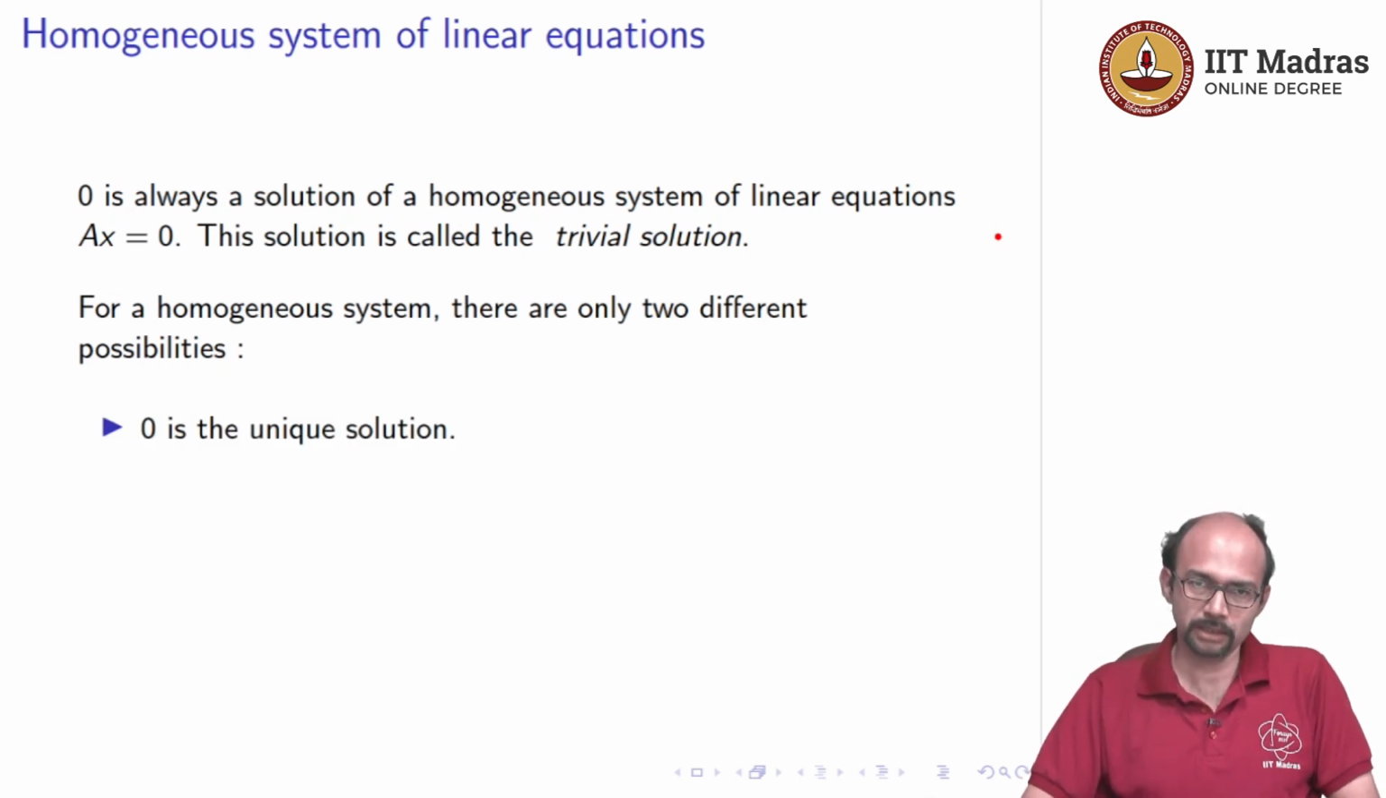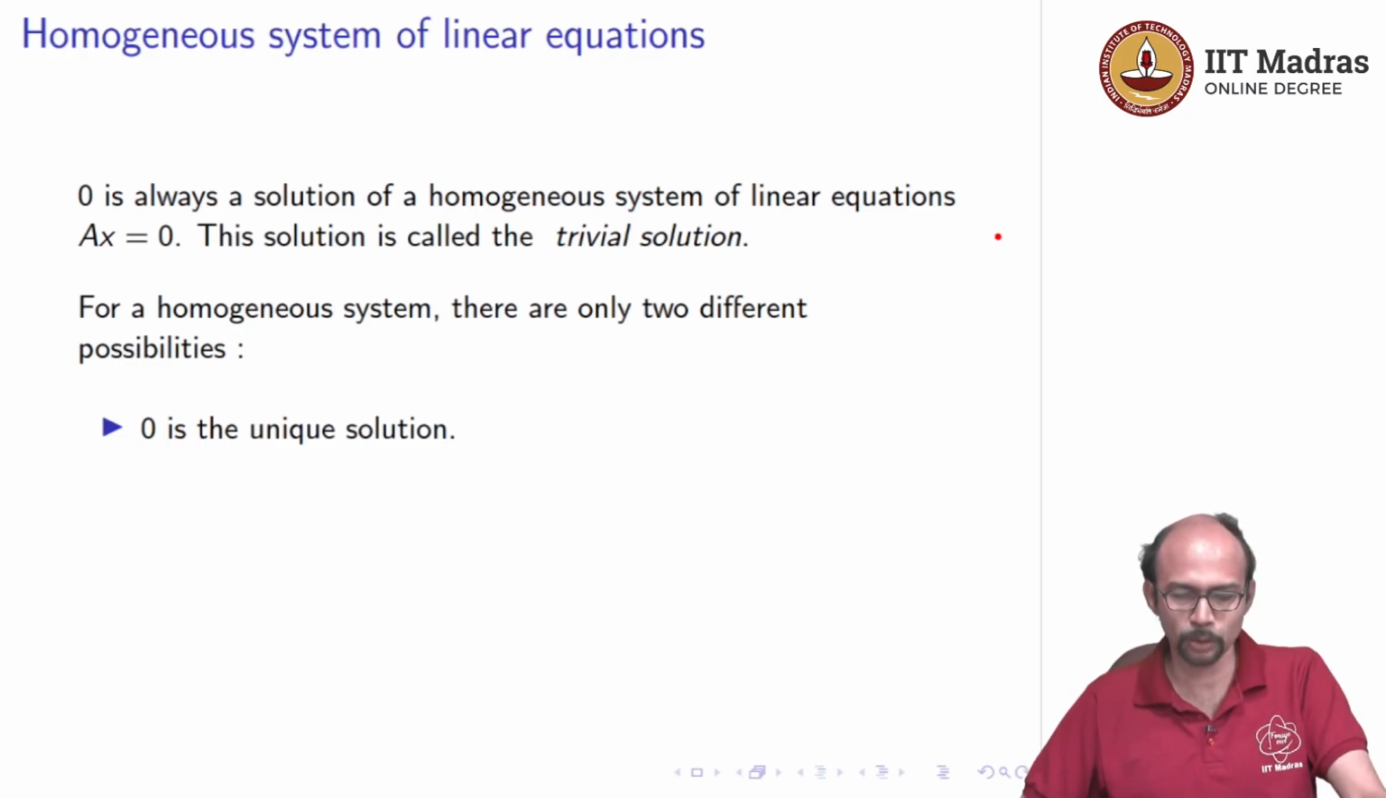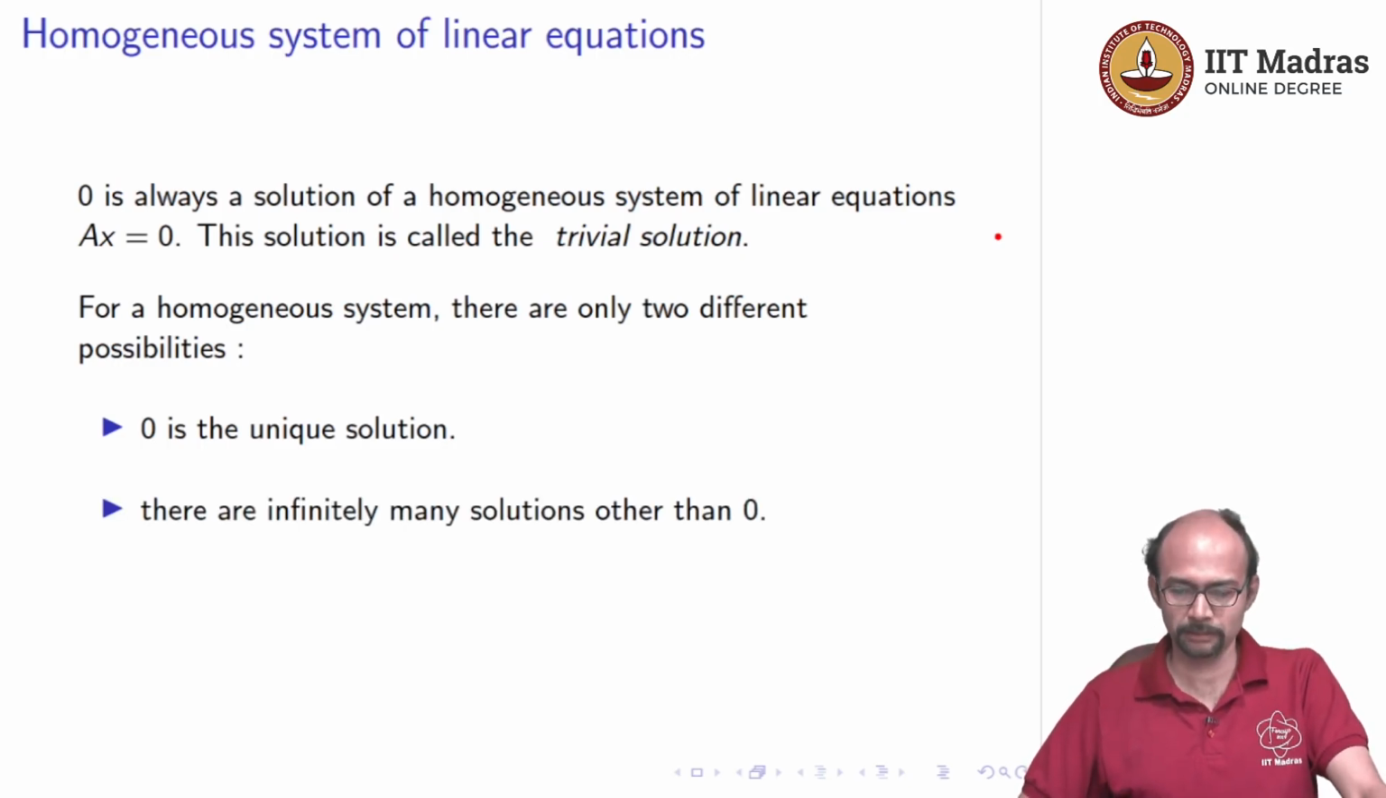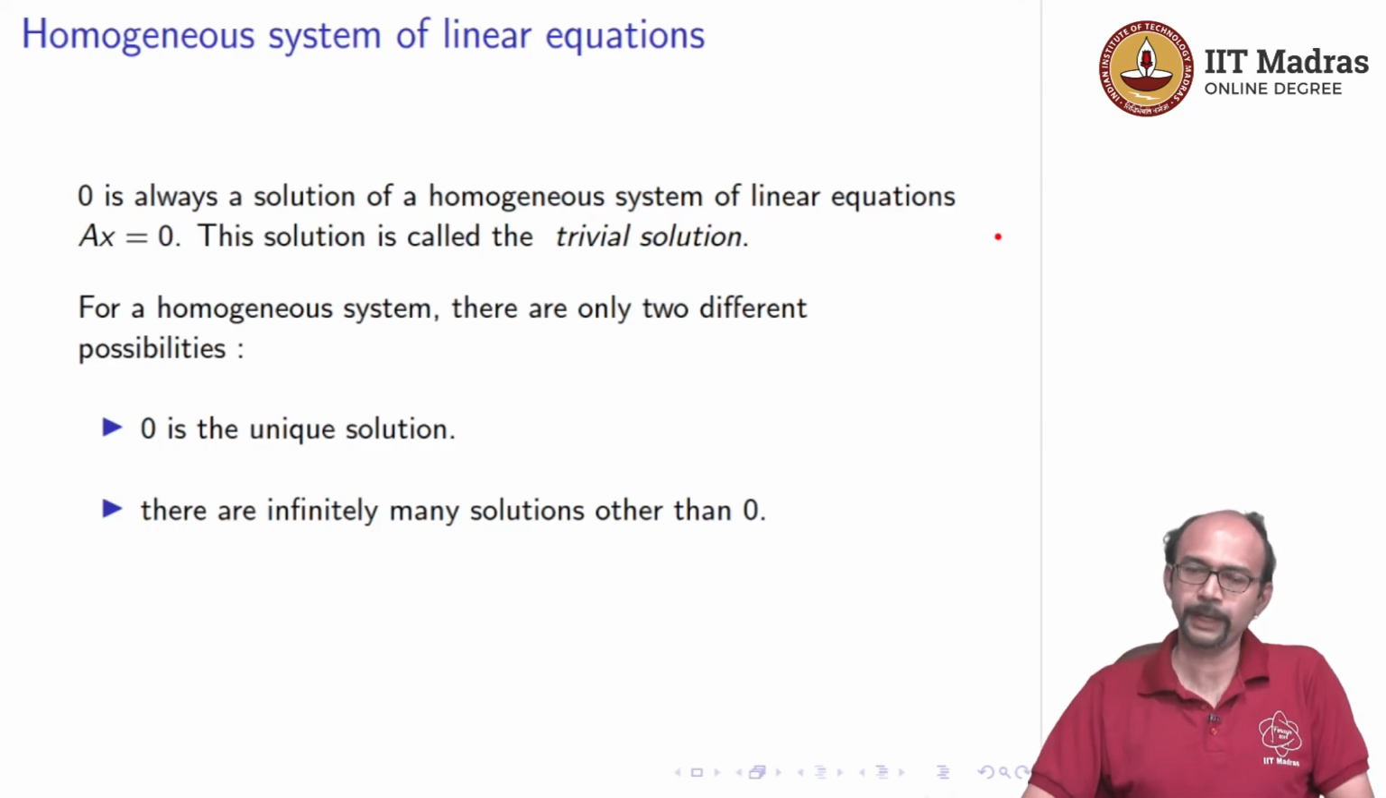One is that 0 is the unique solution. Remember that 0 is always a solution, whatever happens. So, if there is a unique solution, then it must be 0. The other possibility is that there are infinitely many solutions other than 0. And how do we get this?